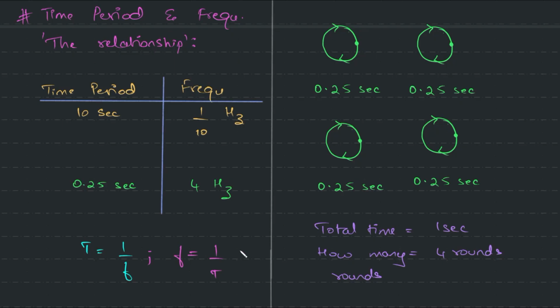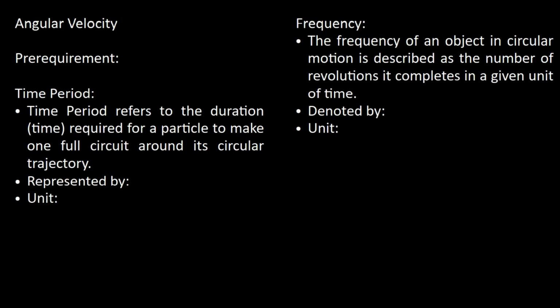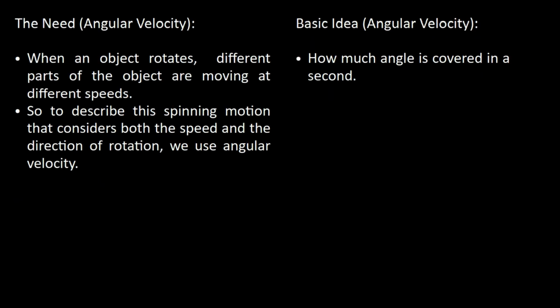Okay, guys. So these are all the fundamentals, things that you need to know. Now we can go to angular velocity. Why do we need angular velocity? Why not stick to velocity itself? That's the first thing that we'll understand. When an object rotates, different parts of the object are moving at different speeds.